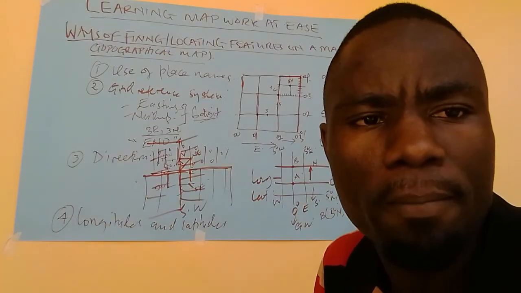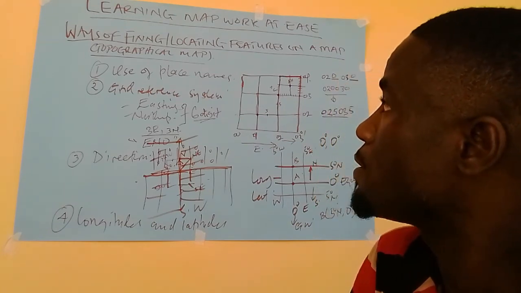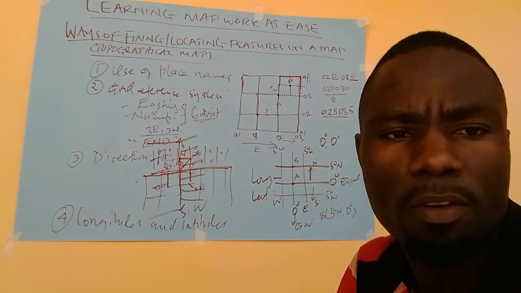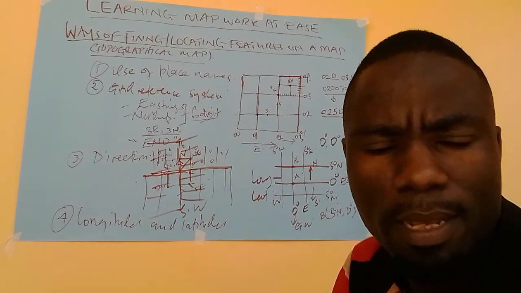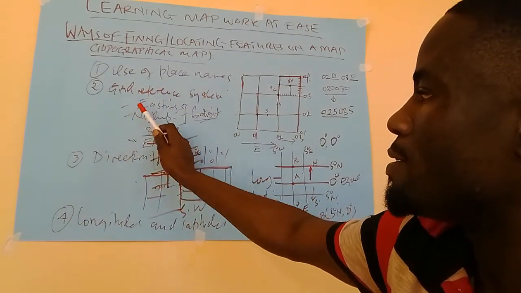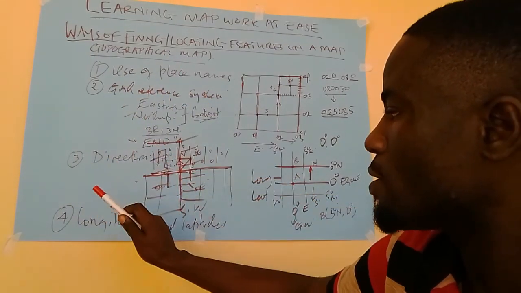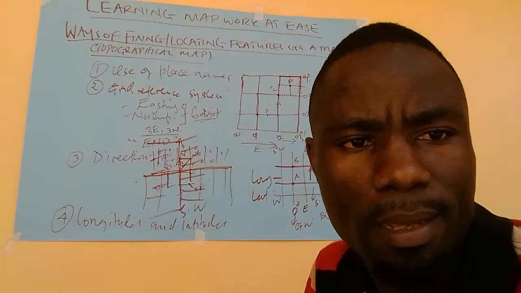So for today, that is enough. We have looked at ways of fixing positions on a topographical map as a way of showing evidences. We said we can use place names, we can use a grid reference system, we can use direction, we can use longitudes and latitudes, and we can use bearings.